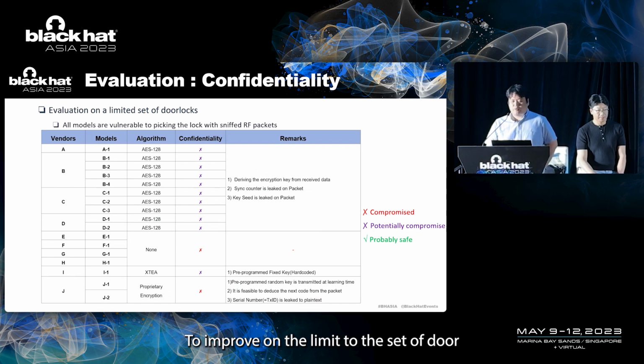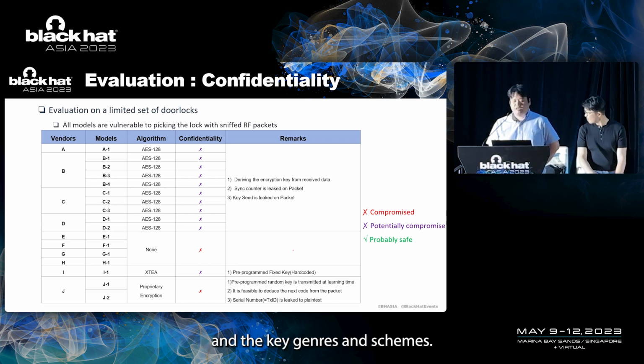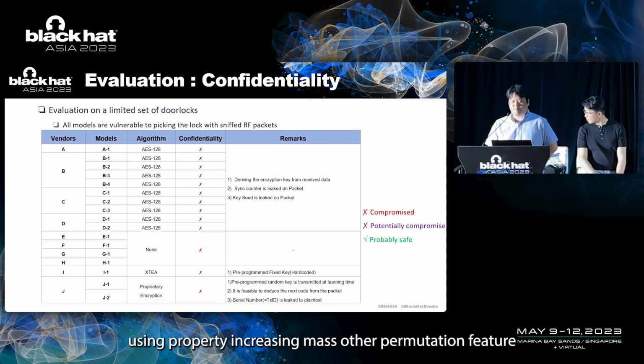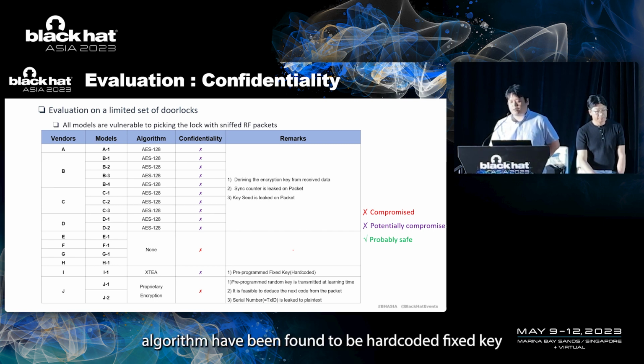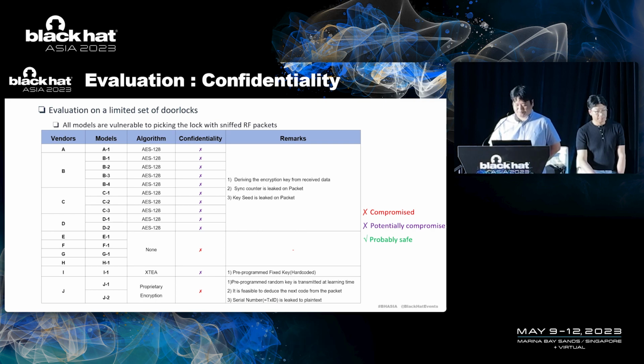The evaluation on the limited set of doorlocks for encryption is shown in the table. Vendors using AES encryption in their products have similar weaknesses in their encryption and key generation schemes. Some vendors using proprietary encryption methods lack a permutation feature in their encryption algorithm, making it relatively easy to predict the next code, leading to security weakness. Although not covered in this talk, vendors using the XTEA encryption algorithm have been found to use a hard-coded fixed key.